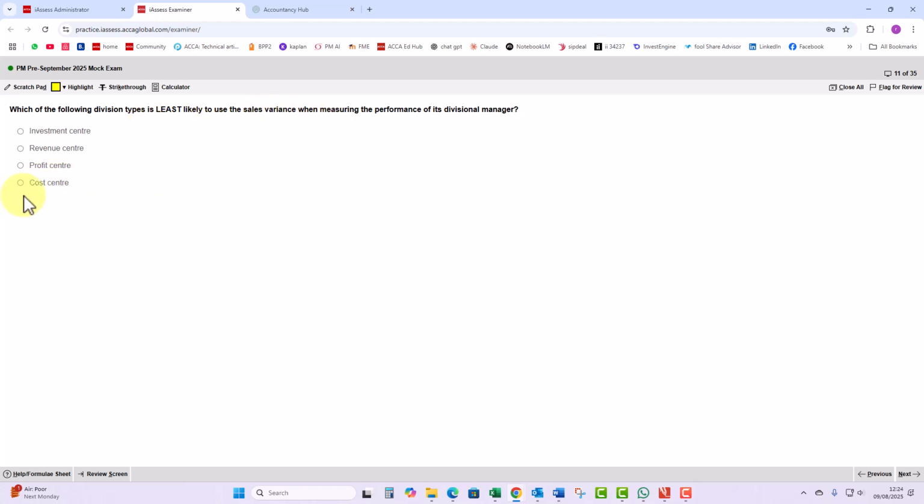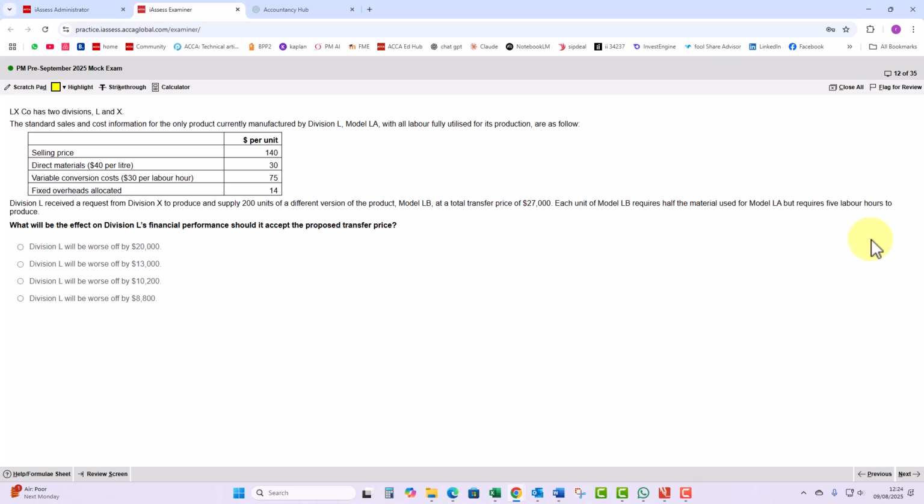So a cost center is a division that only incurs costs. A profit center is one that only makes sales. Revenue is a combination of those two, and an investment is where they have control over investments as well. The top three here would all benefit from sales variances, but a cost center will have no sales, so that's the least likely. I'll go through question 12.